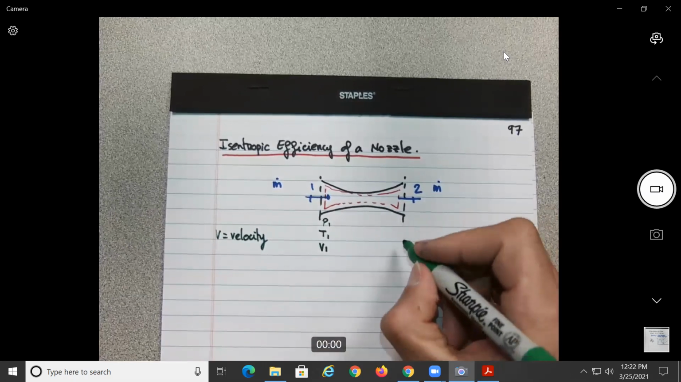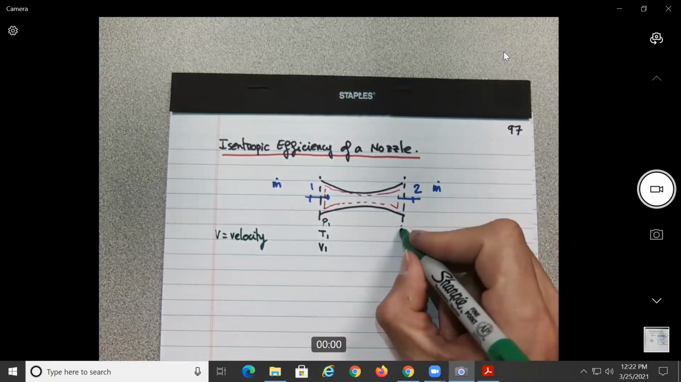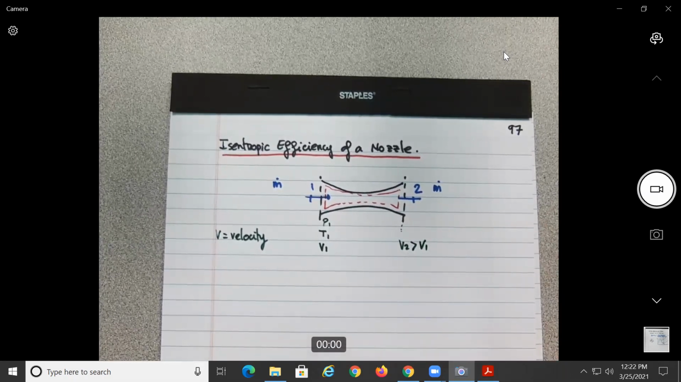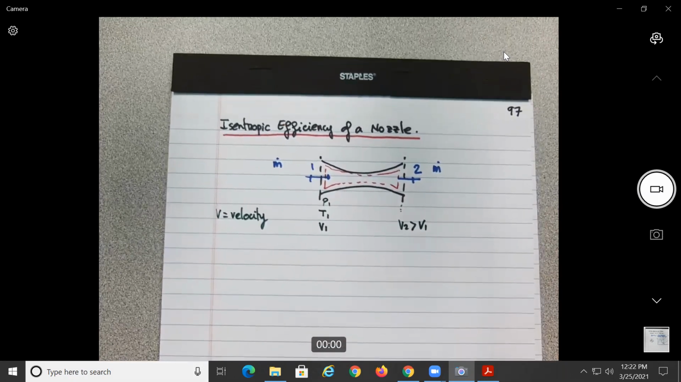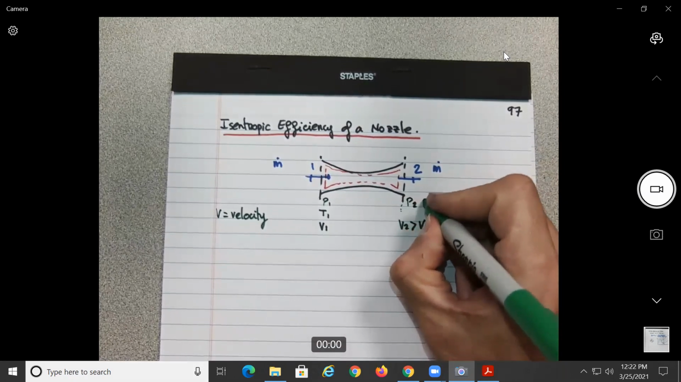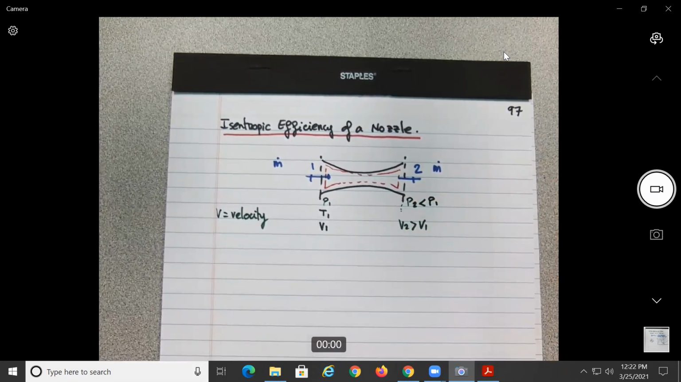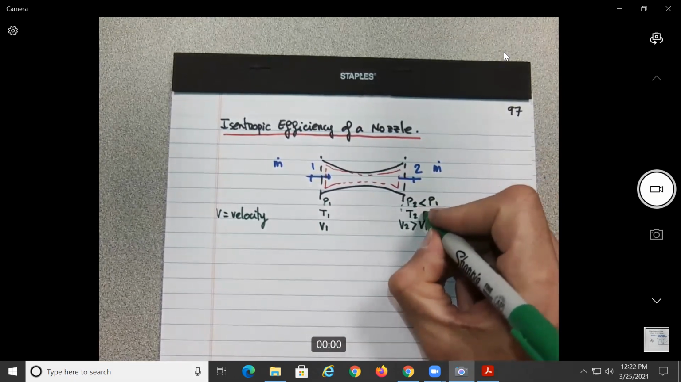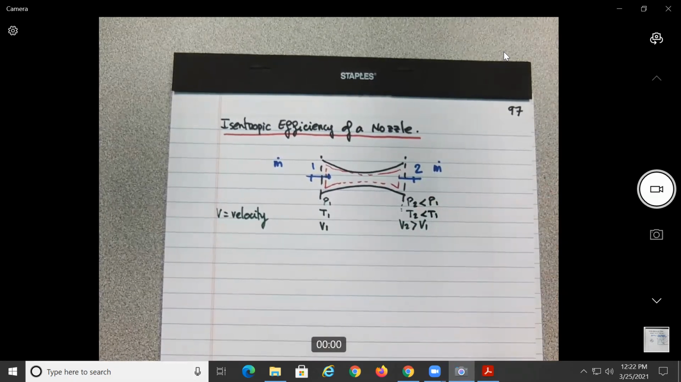So let's say in the case that V2 is higher than V1. I mean, just think about conservation of energy. If something goes up, what should happen to the other quantities? They should go down to compensate, no? Okay. So probably what's going to happen here, the pressure is going to drop, the same thing that happened in the turbine, no? Okay. And same thing with the temperature.